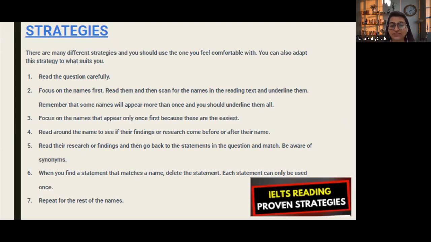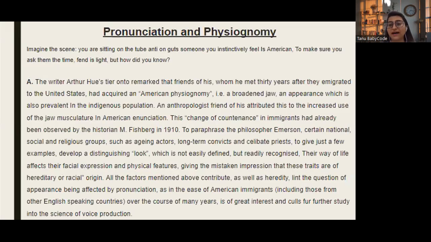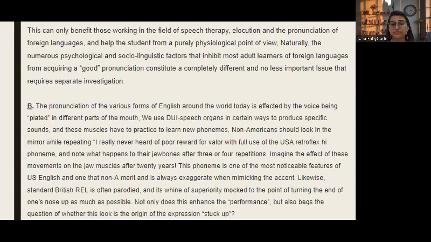Okay. Apply this strategy to the passage here, a question and a paragraph on my screen. As I told you, you have to read the questions first. So you will be reading the question first, okay, not the passage first. Have a look at this. This is para B.